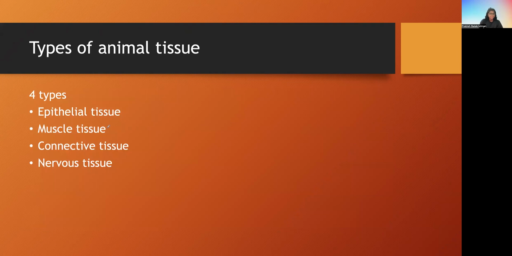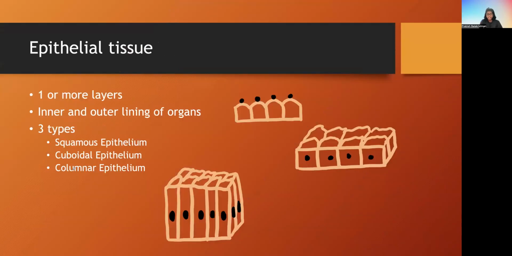So now let's see the types of animal tissues. There are four main types. That is the epithelial, the muscle or muscular, then connective and nervous. So let's see the epithelial tissue first.